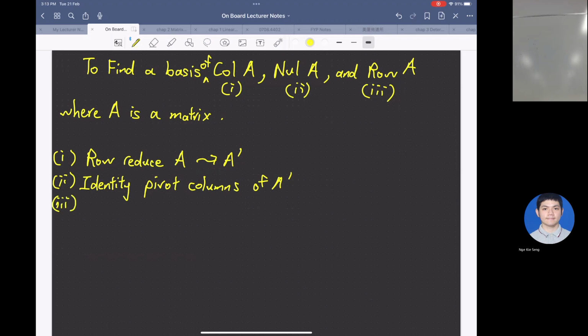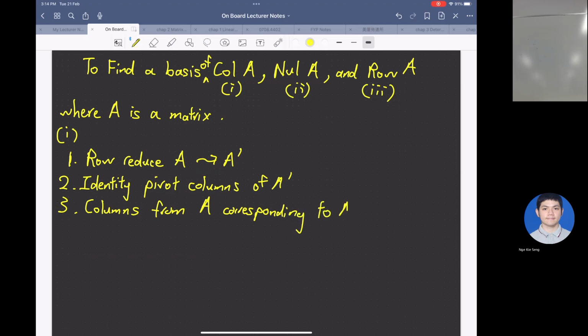Let me label this step 1, step 2, step 3. The columns from A corresponding to the pivot columns of A prime will be the basis of the column space. So you row reduce your matrix, find the pivot columns, and from the positions of the pivot columns, go back to your original matrix A and take those columns as your basis. Is it clear, or do you need examples? Okay.